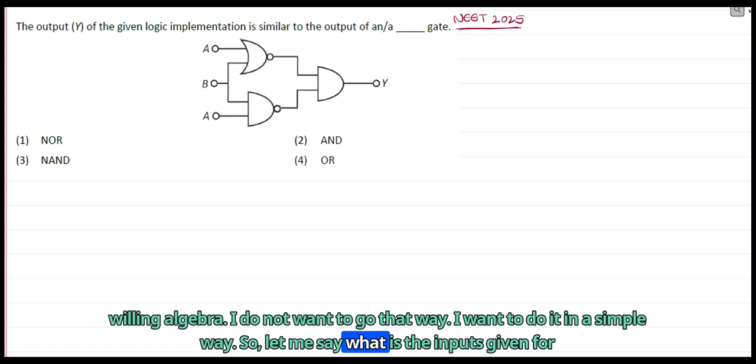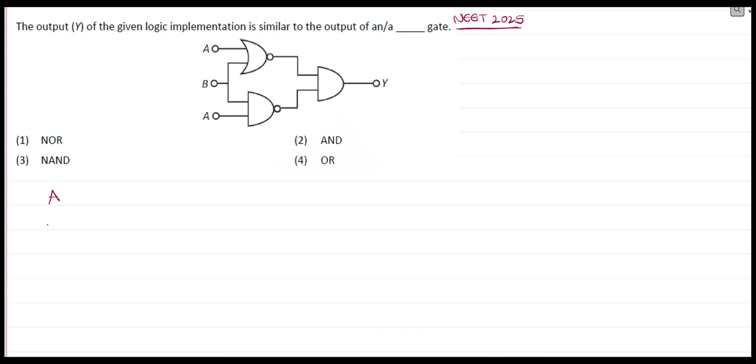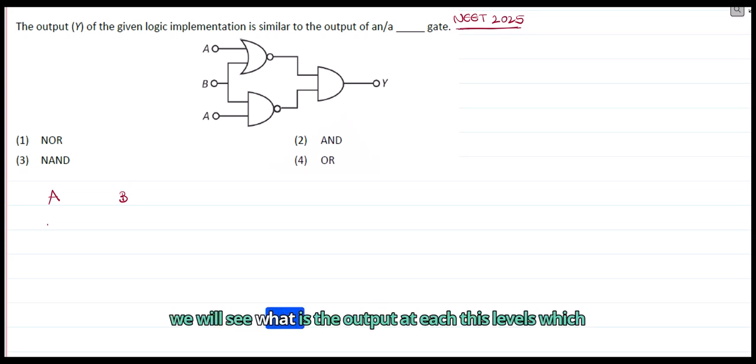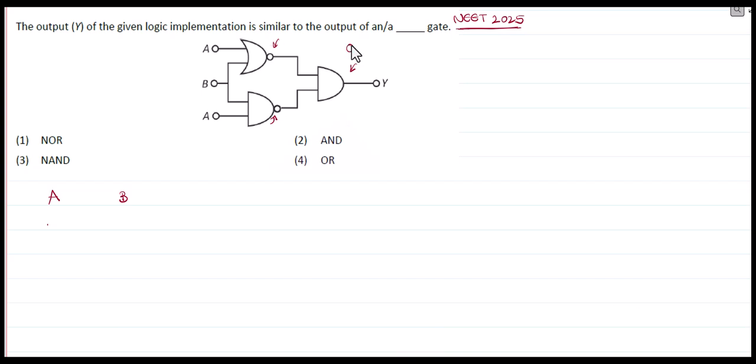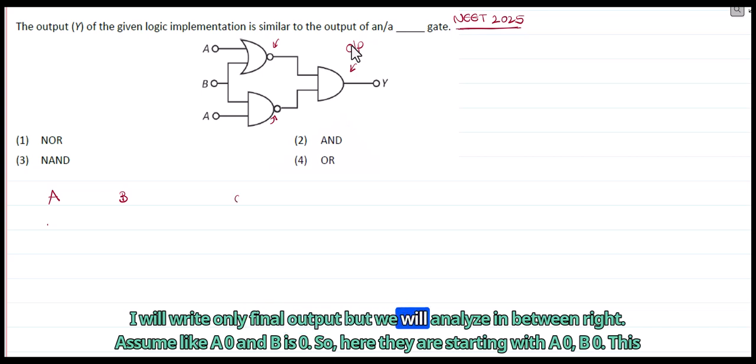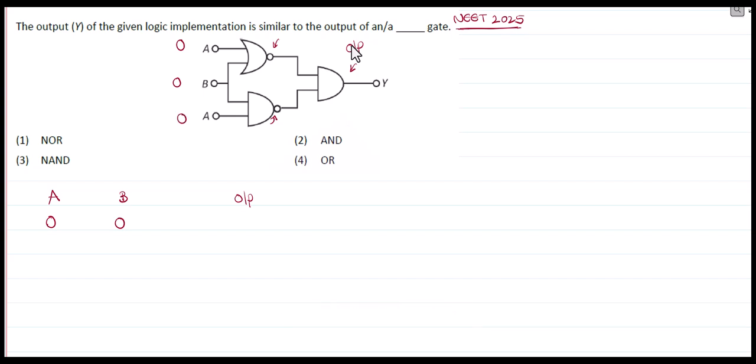So let me say what the inputs given are: A and B. We will see what the inputs and outputs are at each level. I will write only the final output, but we'll analyze in between. Assume A is 0 and B is 0. So here we are starting with A 0, B 0. This is also A, so this is also 0.